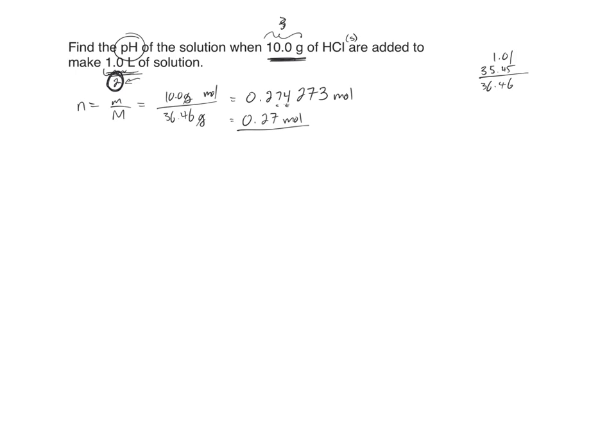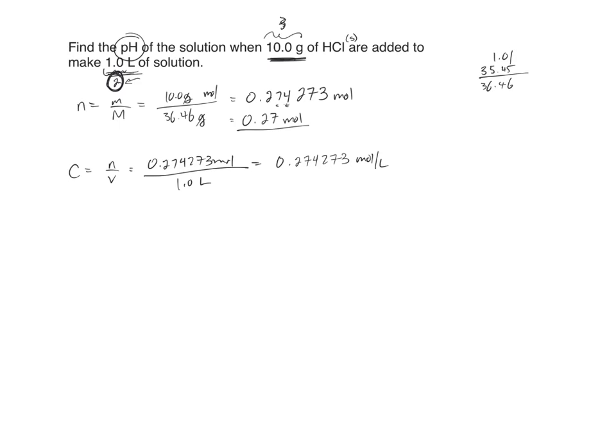Okay, then I need to figure out the concentration. So concentration is moles over volume. Moles are 0.274273, etc. Notice I'm using that whole number because I'm not done my calculation. So don't round as you go, round at the very end. Divided by the volume, which is 1.0 liters. You do that division, 0.274273 moles per liter. Okay, so that's my concentration.